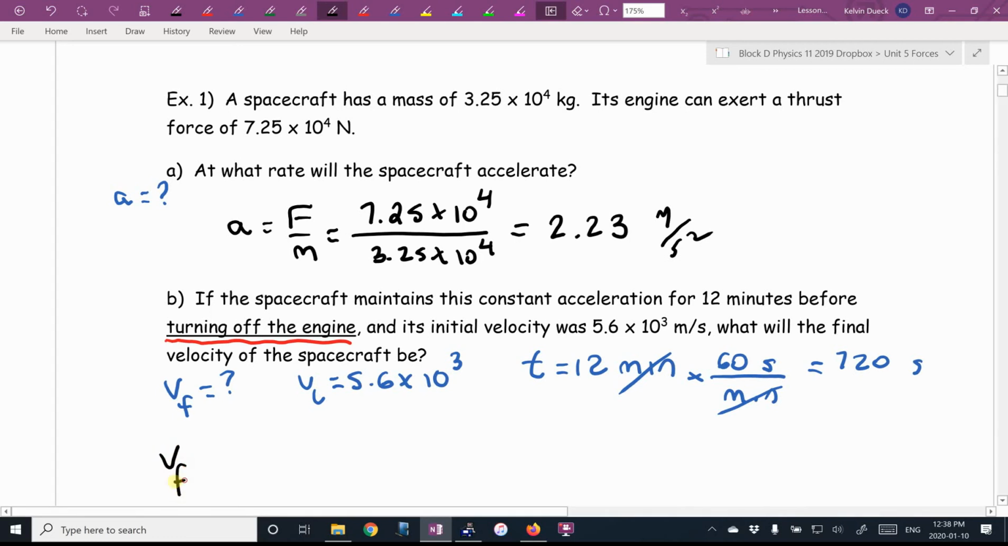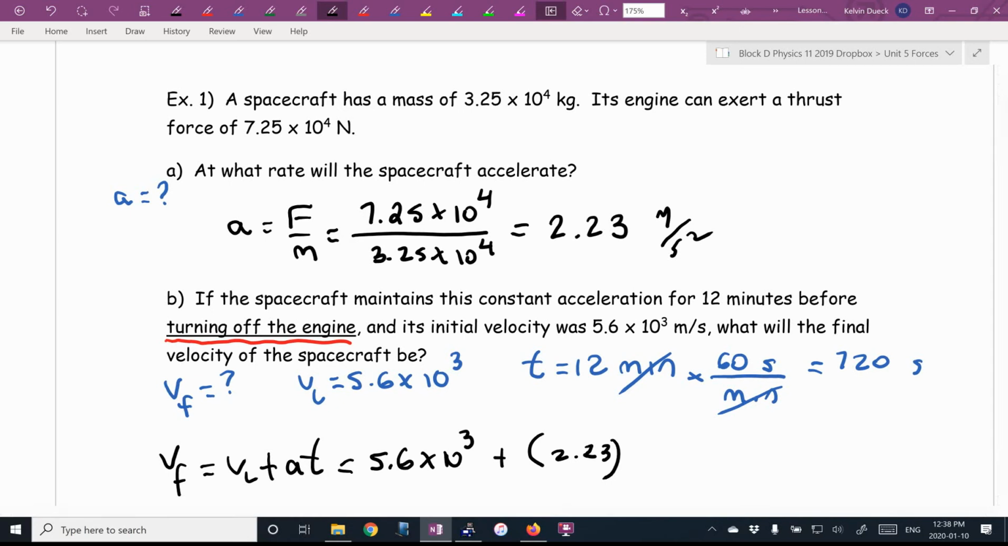Some of you might even have memorized that still. So now it's plug and chug. 5.6 times 10 to the 3 plus, I'm going to write 2.23. Can I ask all of you, use your answer button there. It's less typing and it's more accurate. So if you still have that 2.23 stored. Now if you went 12 times 60, then you've cleared it off and you'll have to use 2.23. And time is 720.